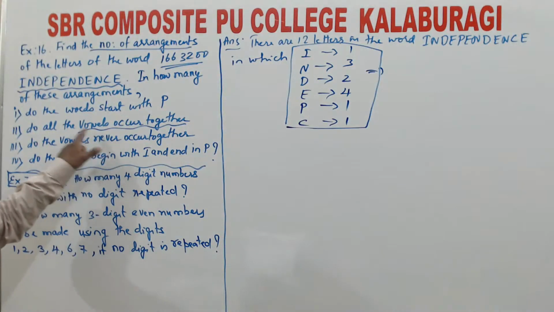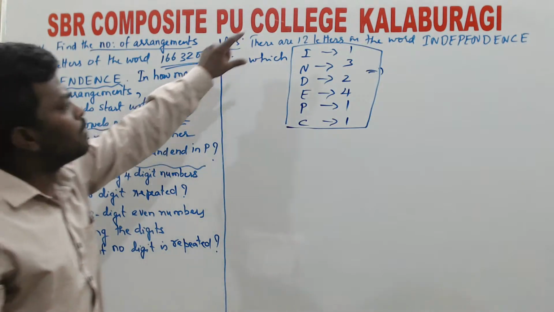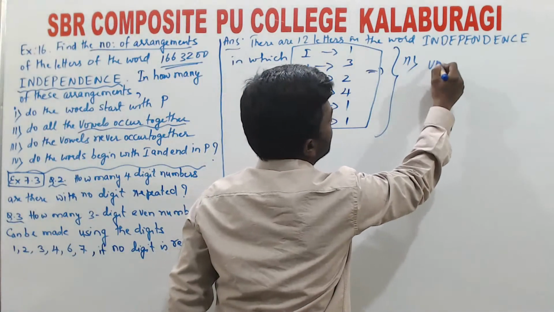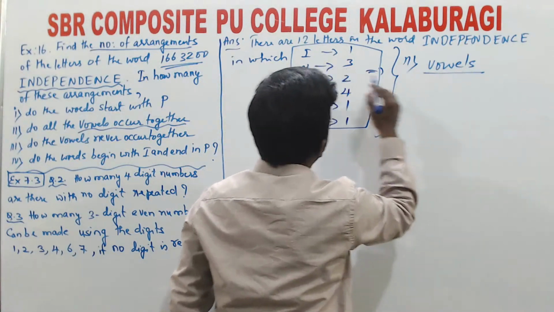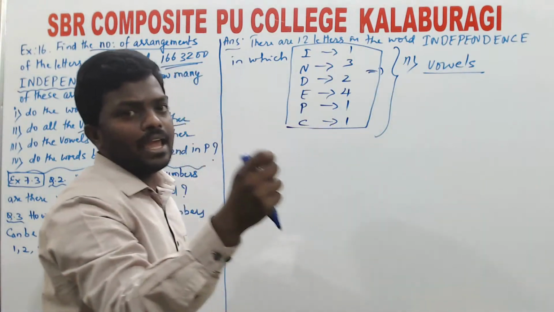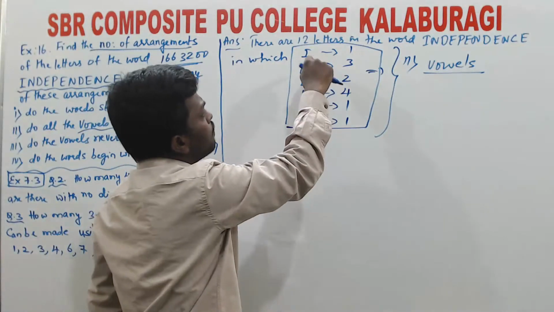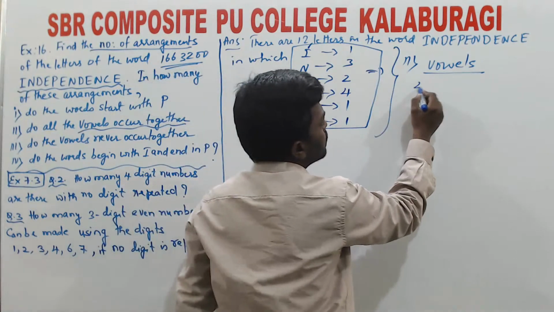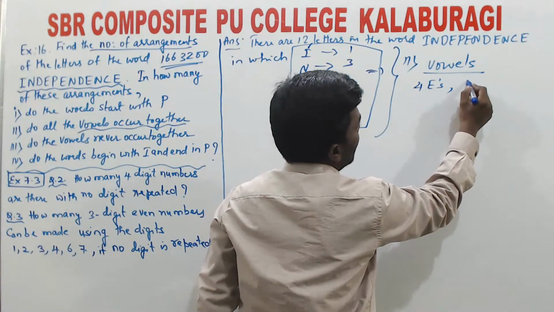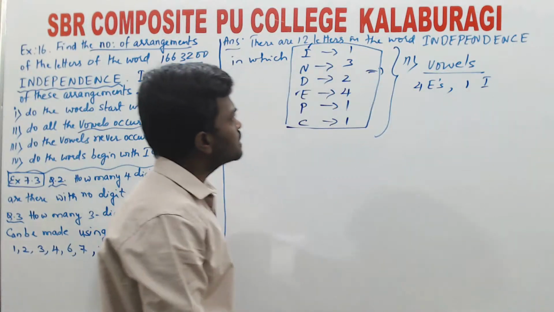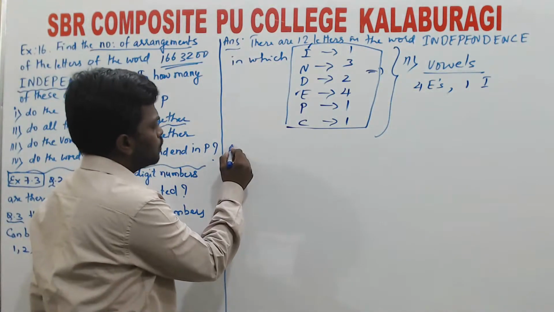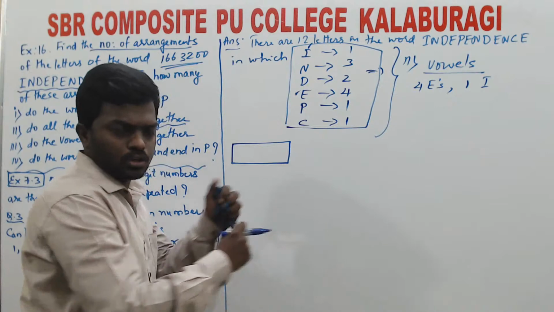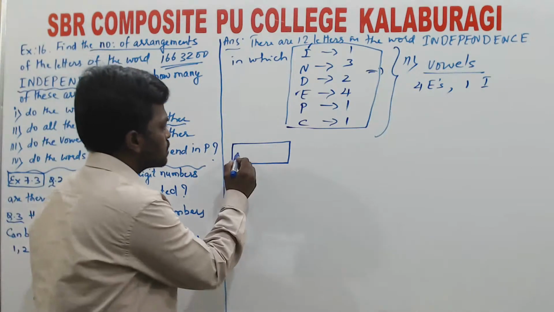So do all the vowels occur together? Among the given letters, which are vowels? The vowels are A, E, I, O, U, right? Among those, I is one vowel and E is one vowel, right? So there are 4 E's and one I. Is that clear? You have to group them since they have to be together for the time being. So tie them up and put them in one box, right?